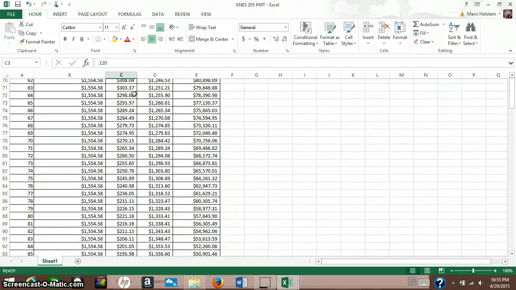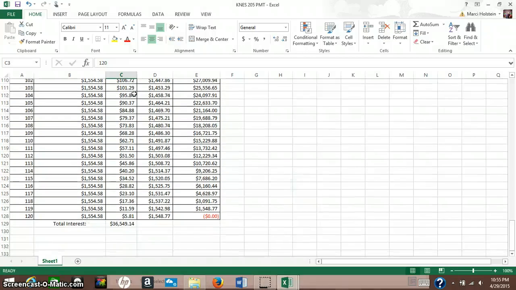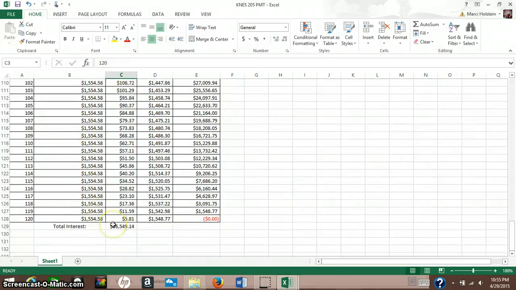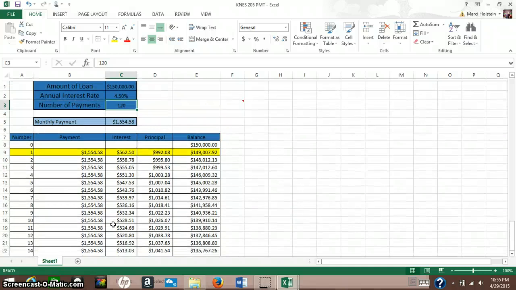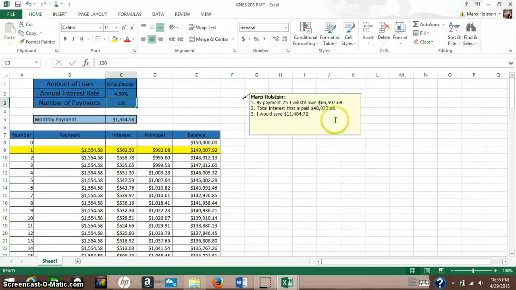And if we go down to our total interest down here at the bottom, we see that it changed to 36,000 instead of the 48,000. So all you have to do is subtract 36,000 from the 48,000, and that's how we would save 11,000 if our bank gave us a 4.5 interest rate instead of a 5.8.